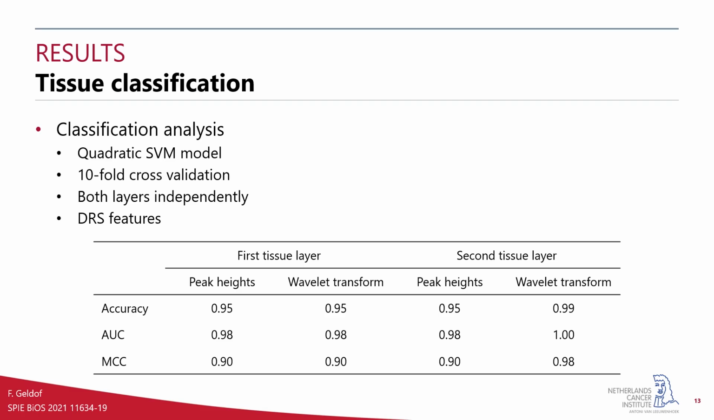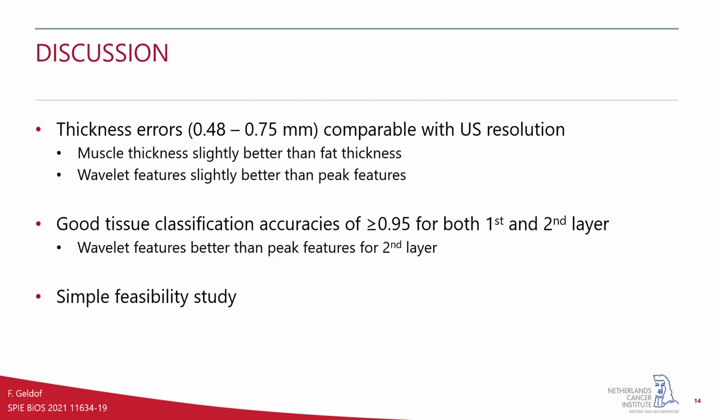A quadratic support vector machine model was used with again a tenfold cross-validation. Both layers were classified independently of each other and using the DRS features only. This table shows the classification results for both tissue layers and feature extraction methods. The tissue type of the first layer was classified with an accuracy of 0.95 for both feature extraction methods, while the tissue type of the second layer was classified with an accuracy of 0.95 using the peak-based features and 0.99 using the wavelet-based features.